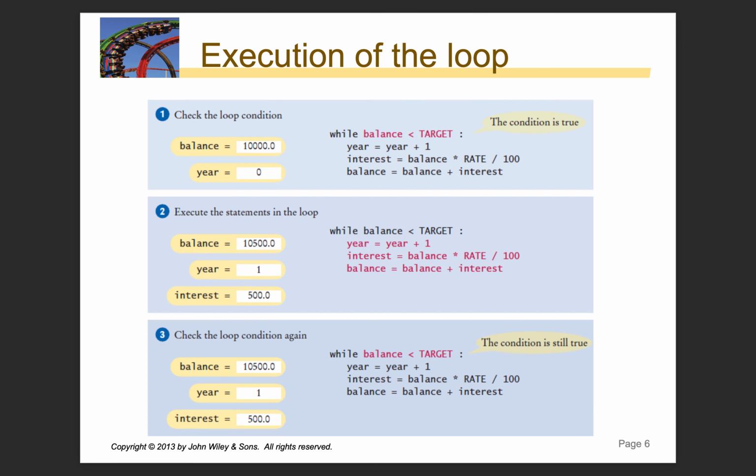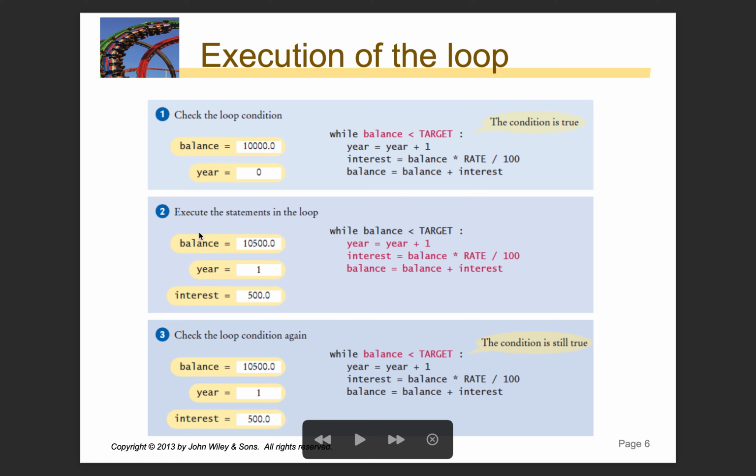Okay, so let's look at the execution of our loop. So here is our Python program. While balance is less than target, year equals year plus 1, interest equals balance times rate divided by 100. So this is calculating our interest, and then updating our balance. Balance equals balance plus interest. So step 1 is to check the loop condition. Is balance less than target? Well, our target value is $20,000, and we start with 10,000. 10,000 is less than 20,000, so the condition is true.